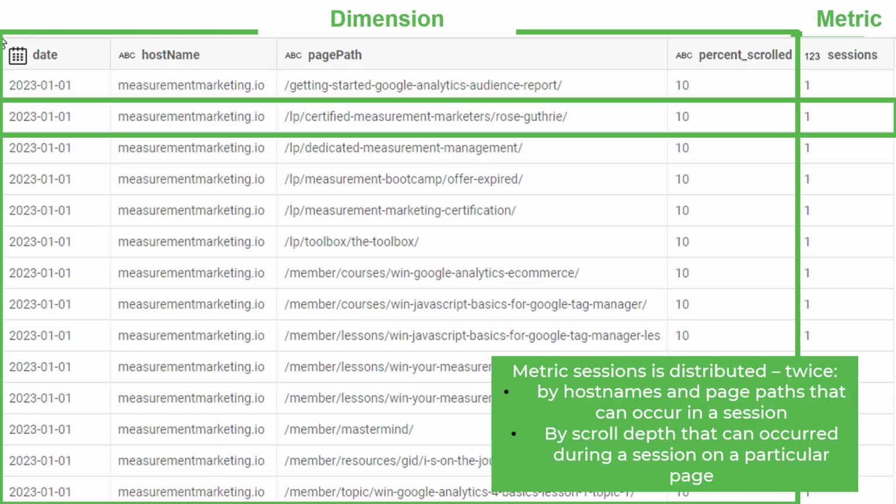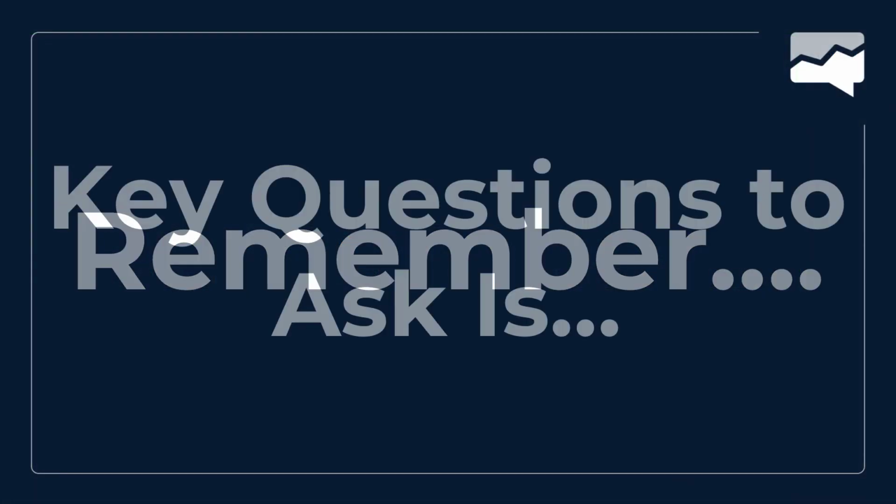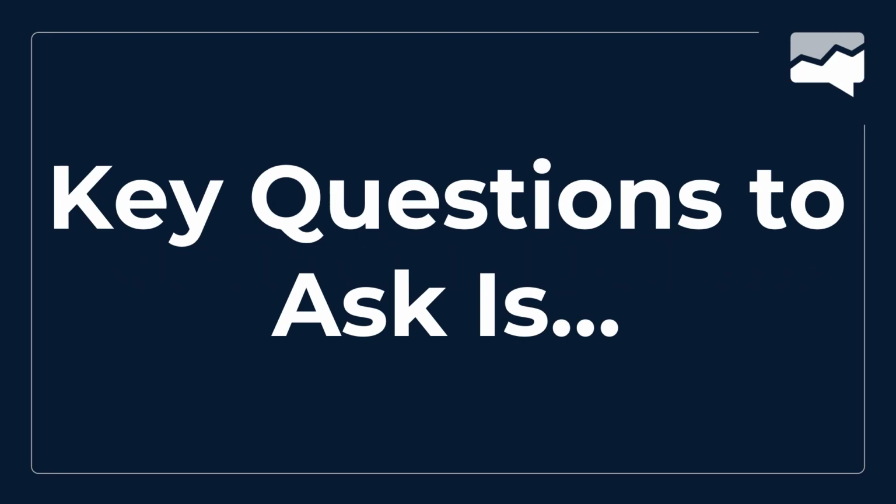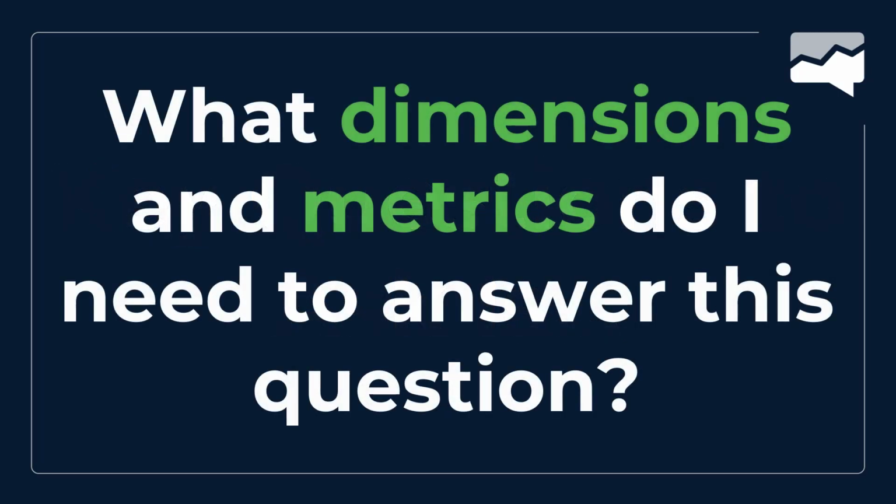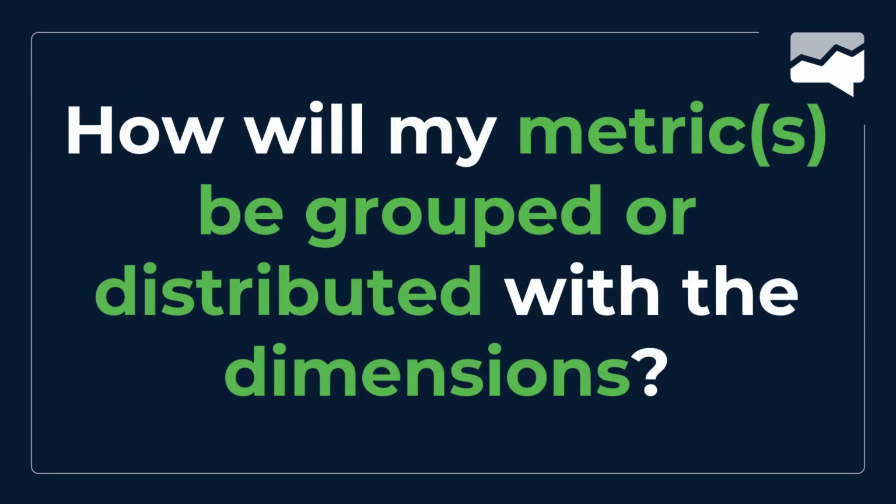So the key to remember is you've got to ask certain questions when you are looking at your questions. You've got to ask yourself, what dimensions and metrics do I need to answer the question? And then you've got to ask yourself, how will my metrics be grouped or distributed? That's really important, grouped or distributed with the dimensions I'm picking.